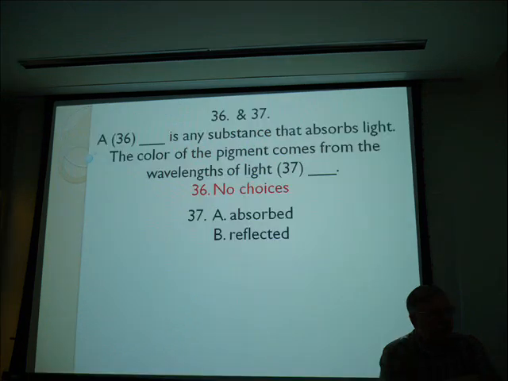What do you call a substance that can absorb light? Pigment. And the color comes from what's reflected, because what's absorbed, you don't get to see.